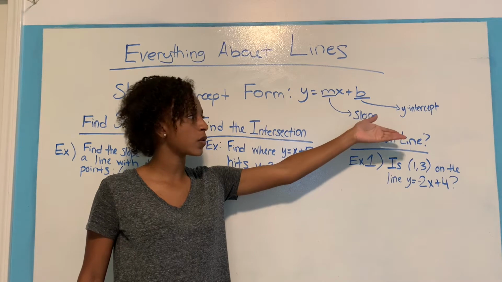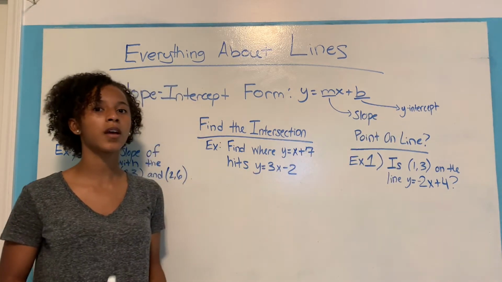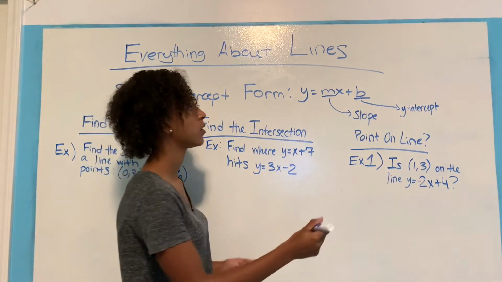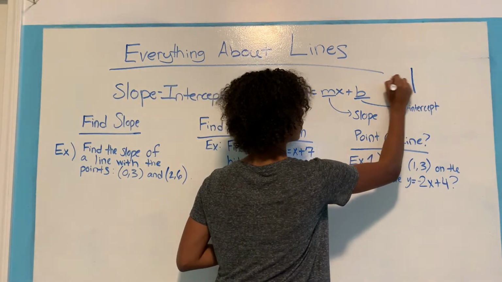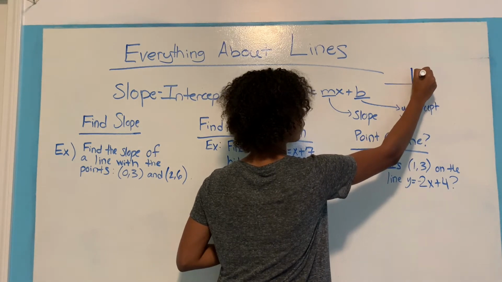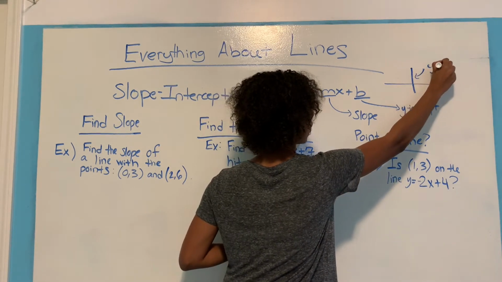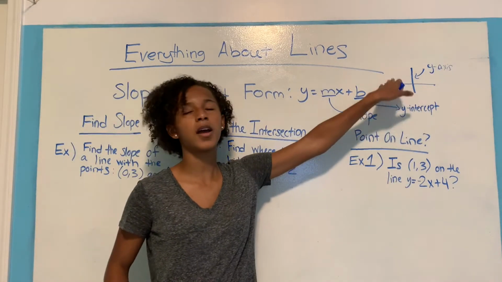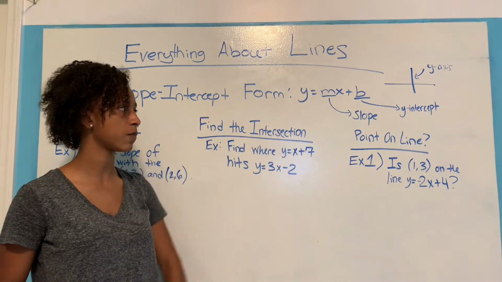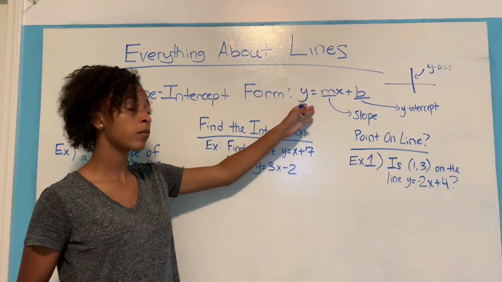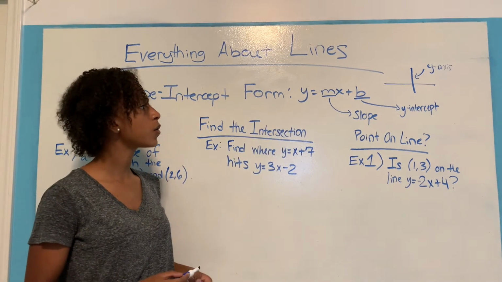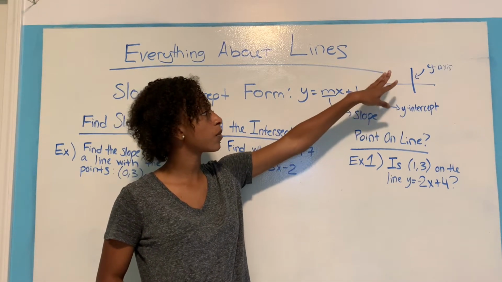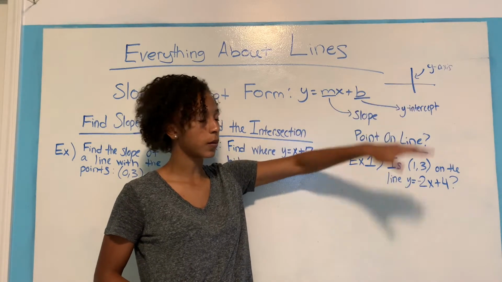The y-intercept is pretty self-explanatory: on a coordinate plane, it's where the line hits the y-axis. The y-axis being this one. That is the y-axis for you. So that's the place where the line hits it, wherever on the y-axis. But m equals the slope. So the slope is how much the line moves up and out, basically.